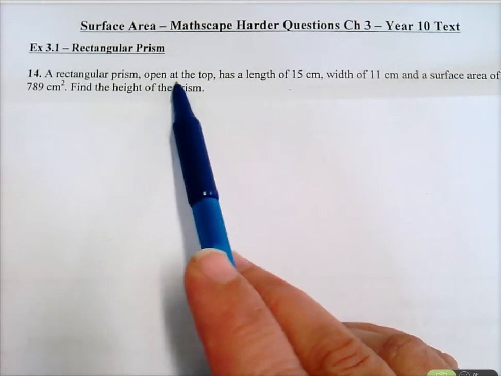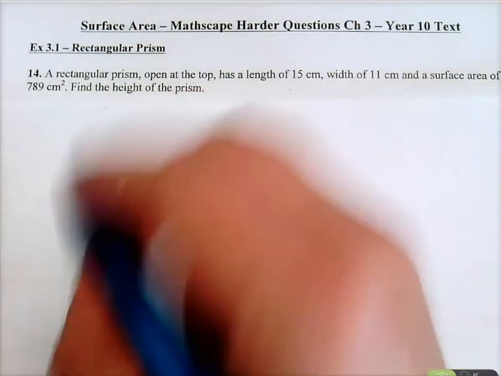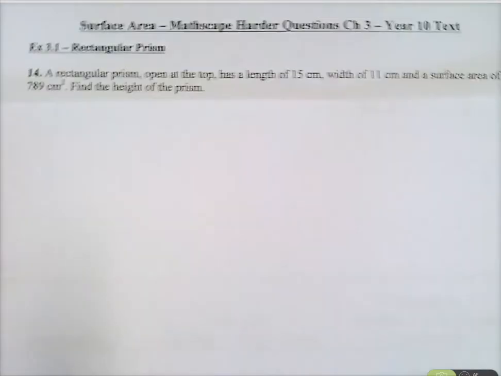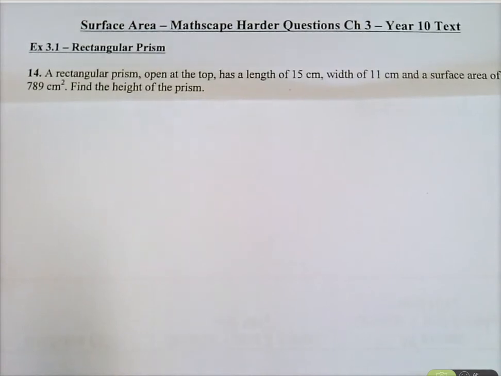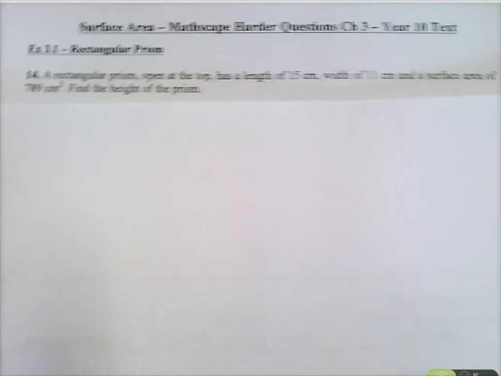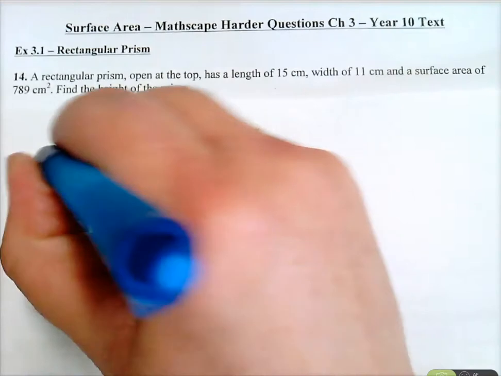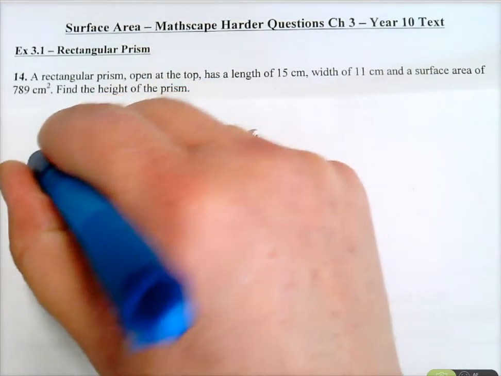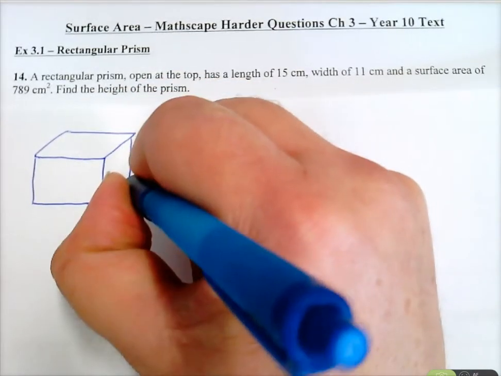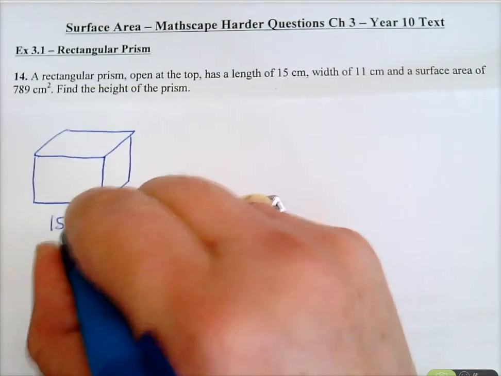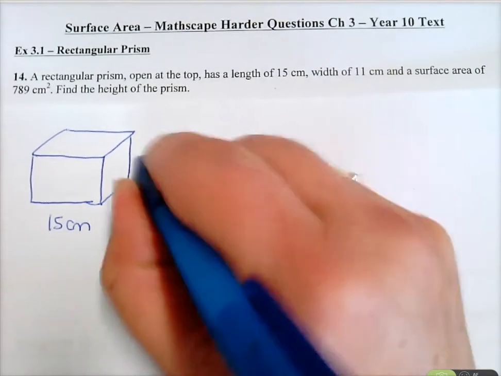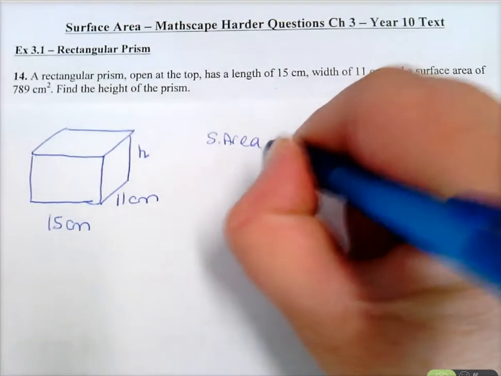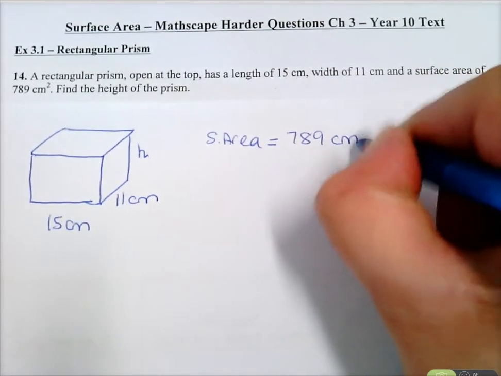A rectangular prism, which is open at the top, has a length of 15 centimetres, width of 11 centimetres, and a surface area of 789 centimetres squared. Find the height of the prism. The first thing that you want to do is draw that prism. It's a rectangular prism. The length is 15 centimetres. The width is 11 centimetres. We don't know the height, but you know that the surface area is 789 centimetres squared.